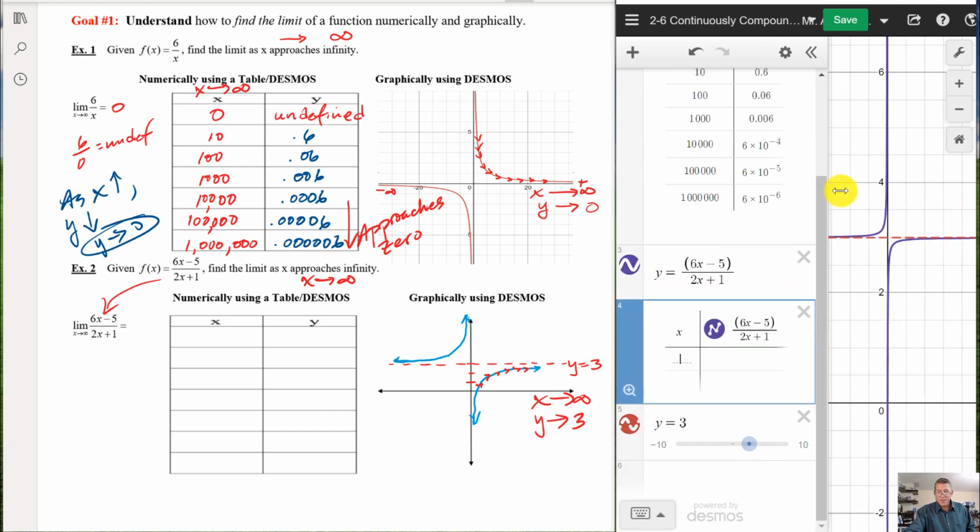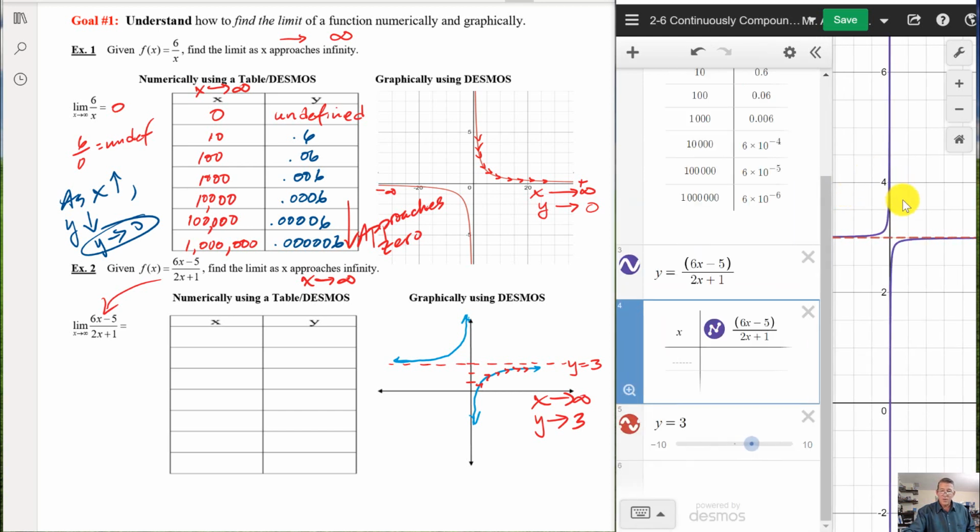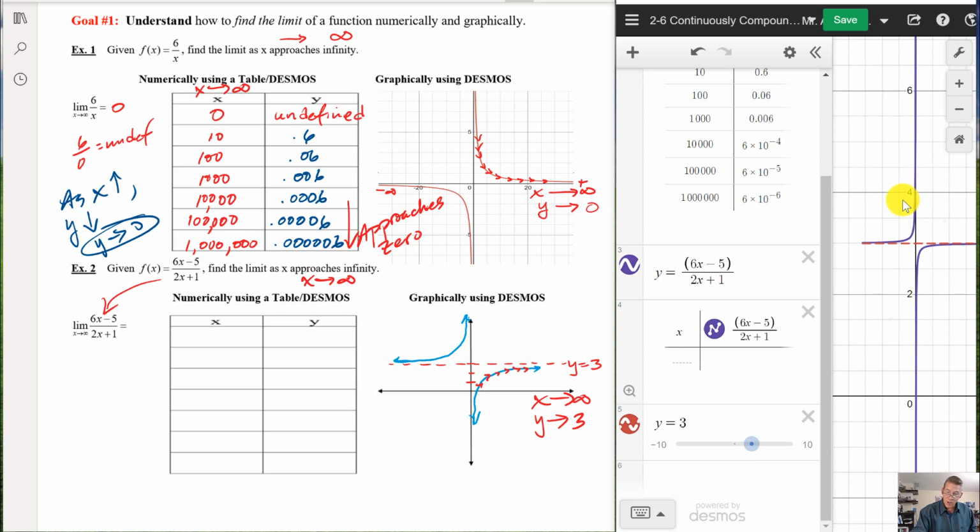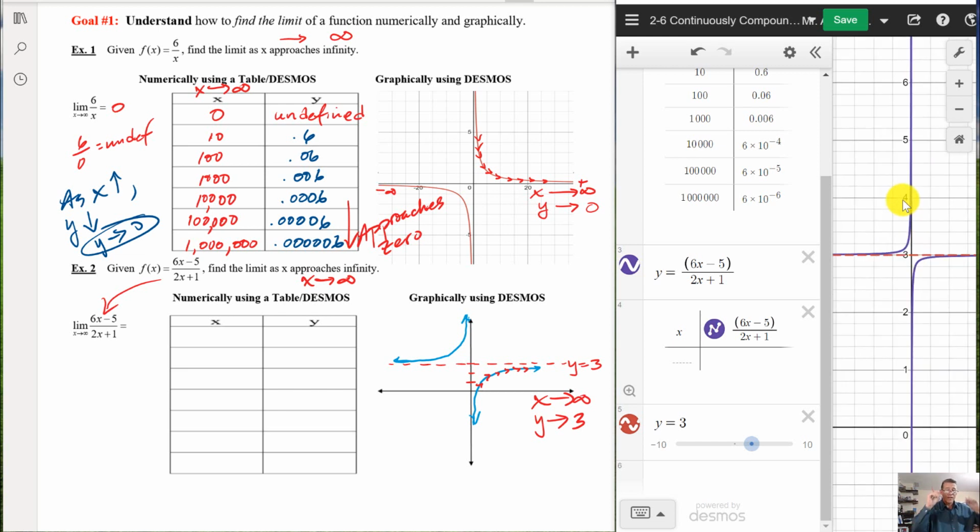I mean, Desmos is the coolest graphing tool there is. I mean, GeoGebra is really cool too. So if you're a GeoGebra fan, don't knock me down here. They're both great programs.